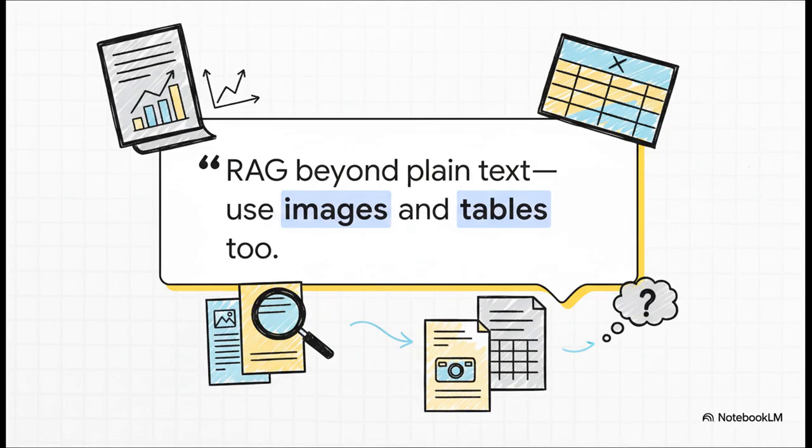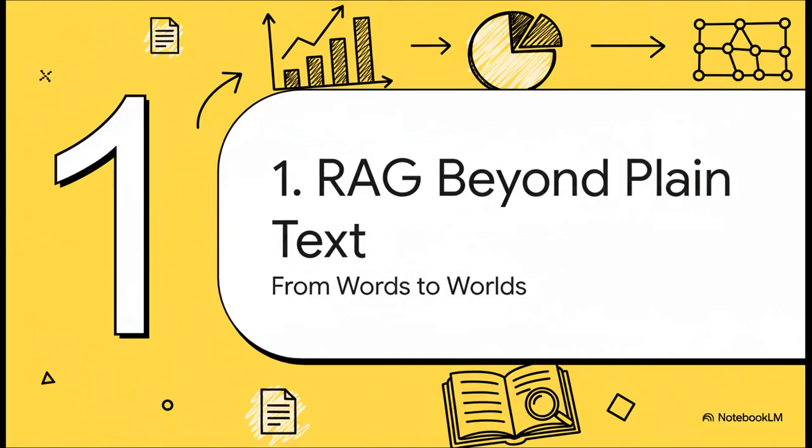It's such a simple idea, but it's incredibly powerful. We're moving beyond retrieval augmented generation that only gets plain text, and we're stepping into a world where your AI can understand images, make sense of tables, and digest complex documents. For any builder out there, this is a massive leap forward. So let's start with this fundamental shift.